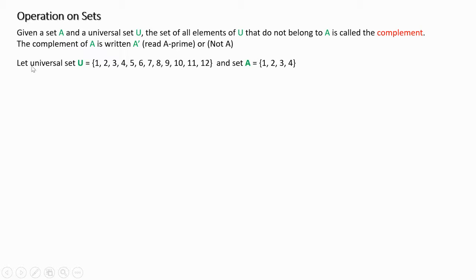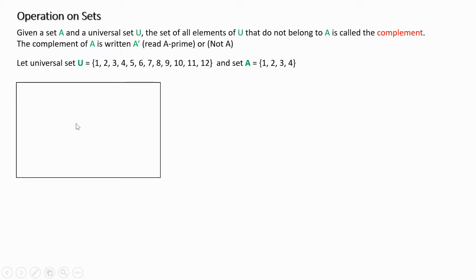Now, this is my universal set. Remember, this is the sets being considered or discussed. That's it. No other numbers, no other elements can go in here. So let the universal set U equal 1, 2, 3, 4, 5, 6, 7, 8, 9, 10, 11, 12, and the set A equal 1, 2, 3, 4. Okay, so here we go.